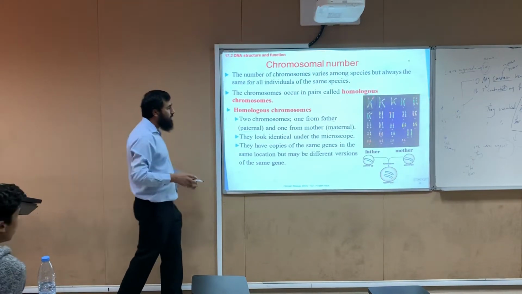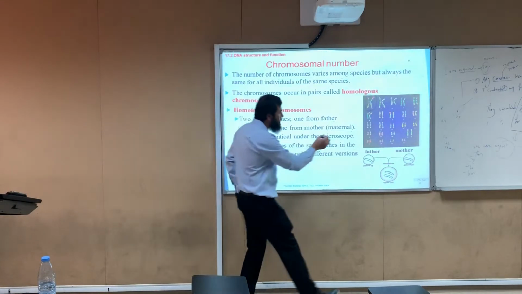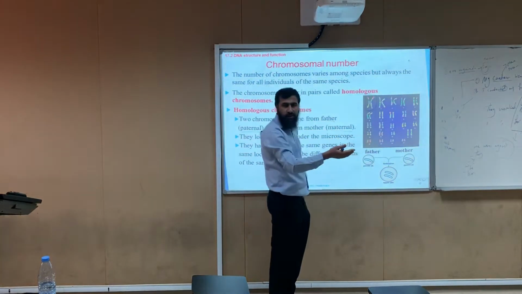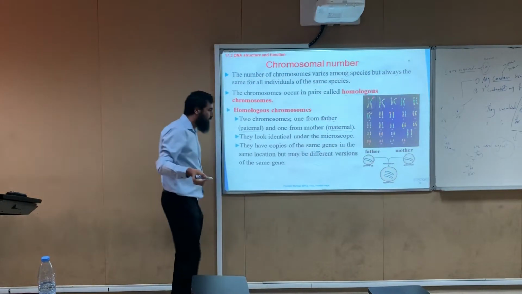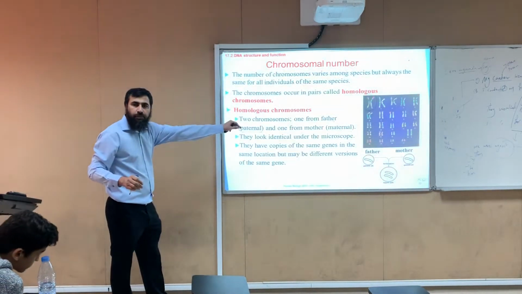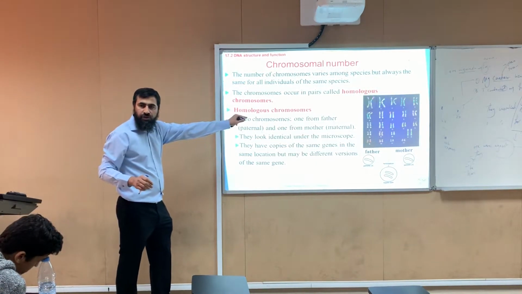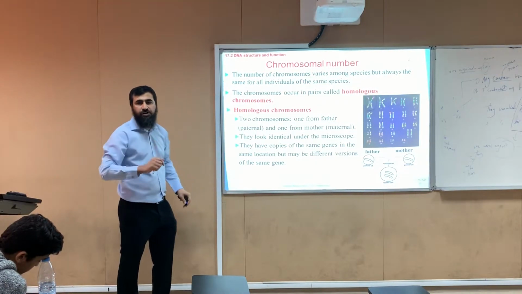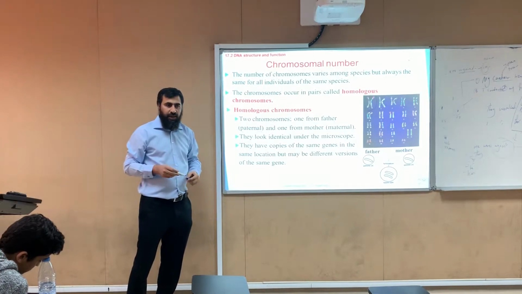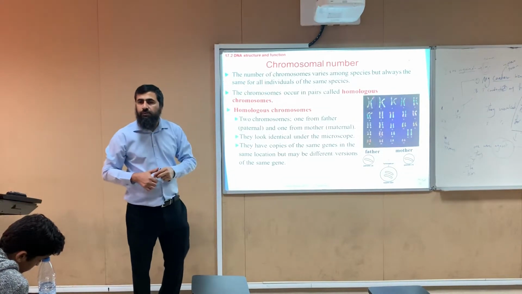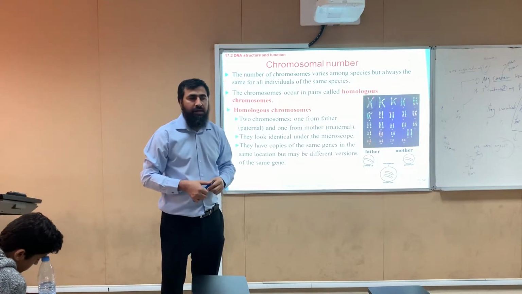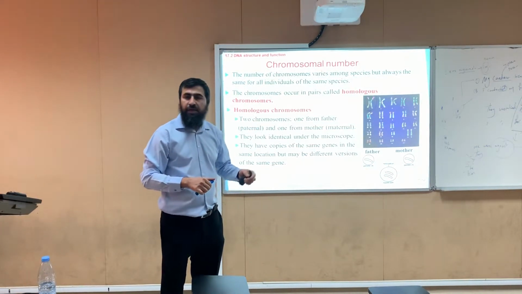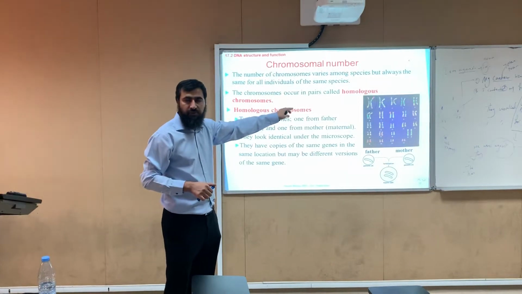So if you have a look at these, we're looking at them under the microscope, they look nearly identical to each other. So they have the same copies of the same genes, each one of those, but in slightly different versions. And this is important later on when we study genetics, when we're talking about dominant and recessive. This is very important for that.